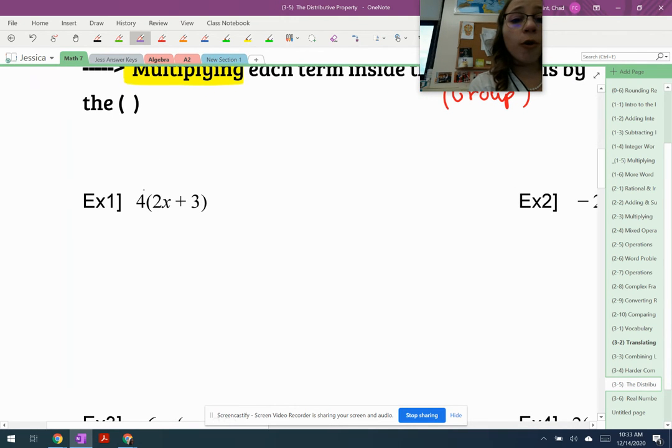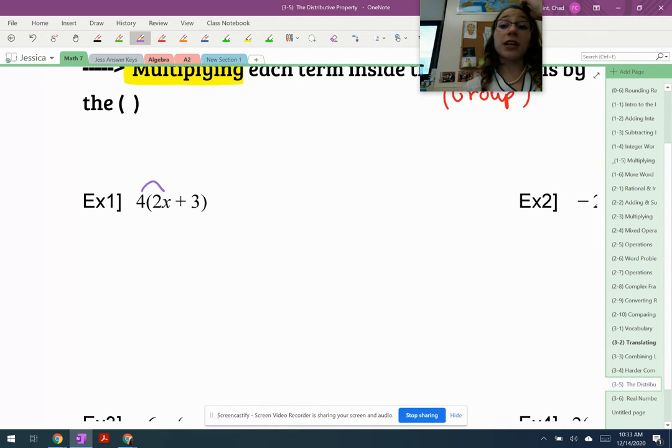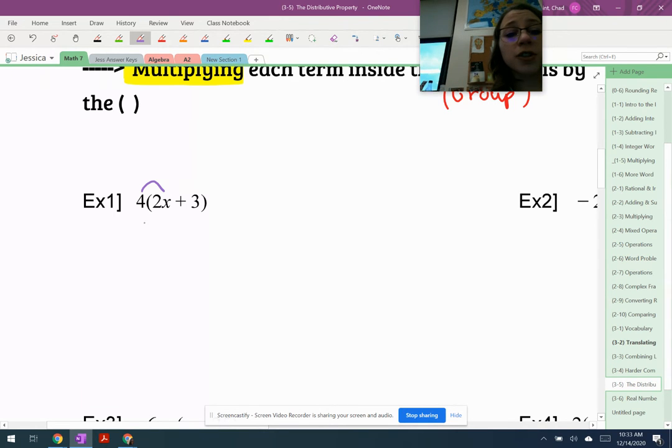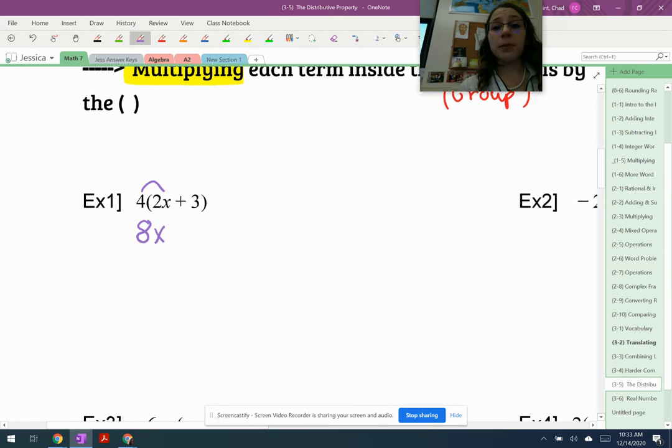So 4 times 2x, and I'm going to put those little shroopity shroops, I call them, those little arrows that show that I'm doing that multiplication. 4 times 2x is just simply 4 times 2, which is 8, and then x.